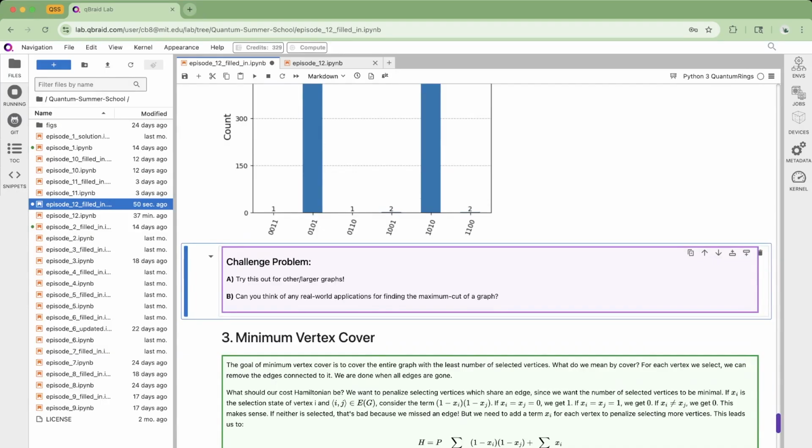So I would encourage you to try this out for other or larger graphs, and then also see if you can think of any real-world applications for finding the maximum cut of a graph.